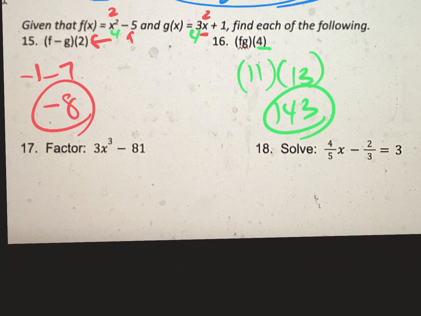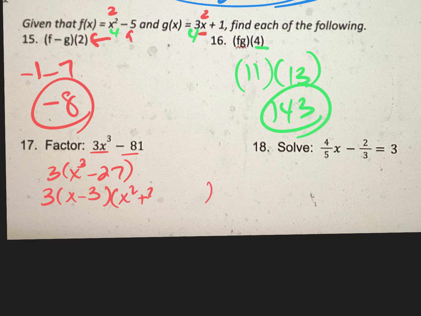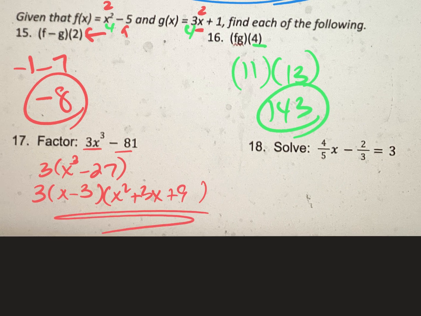Okay, so 17, factor. The first thing you always do when you start to factor, take out the GCF. And they both have a 3. So I'm taking out the 3. 3 goes into 3 one time, leaves an x cubed. 3 goes into 81 27 times. Now that's cubes, so I'm going small, big, cube root, square, multiply, change the sign, square.